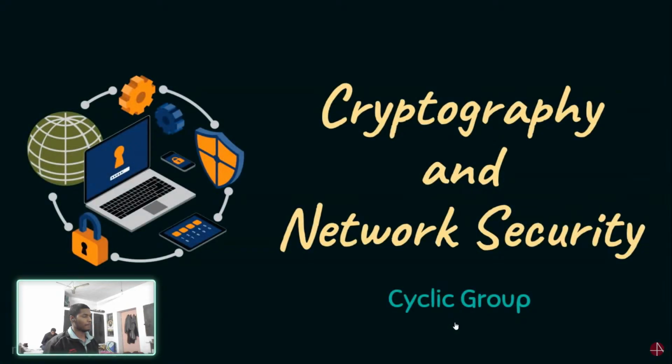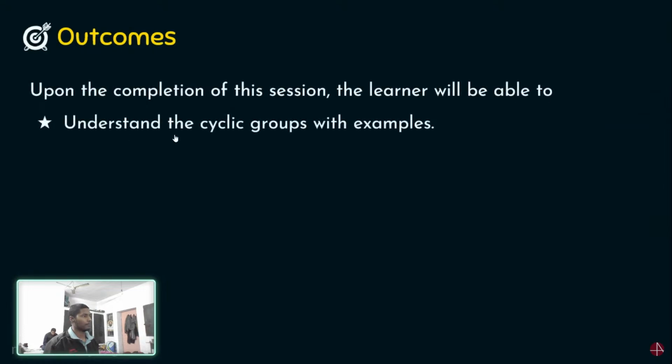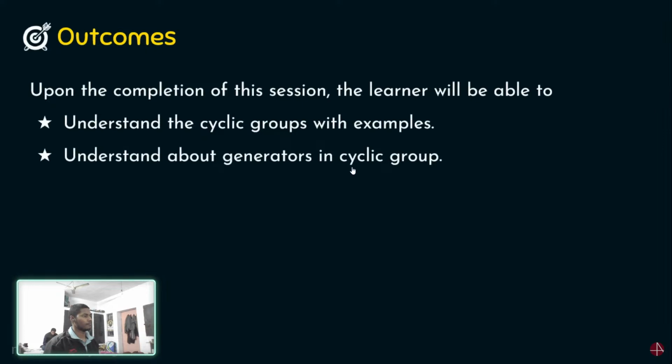From the last few presentations, we have understood about groups and abelian group with examples. Now let's focus on cyclic group. As usual, let's start the session with the outcomes. Upon the completion of the session, the learner will be able to: outcome number 1, understand the cyclic groups with examples, and outcome number 2, understand generators in cyclic group.